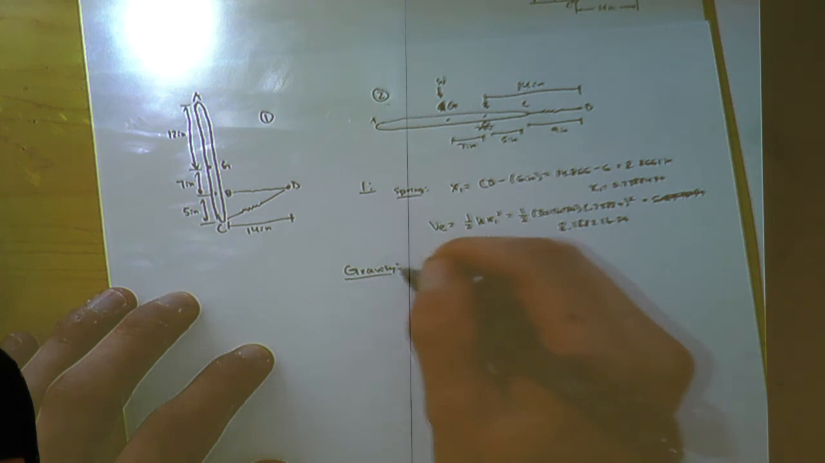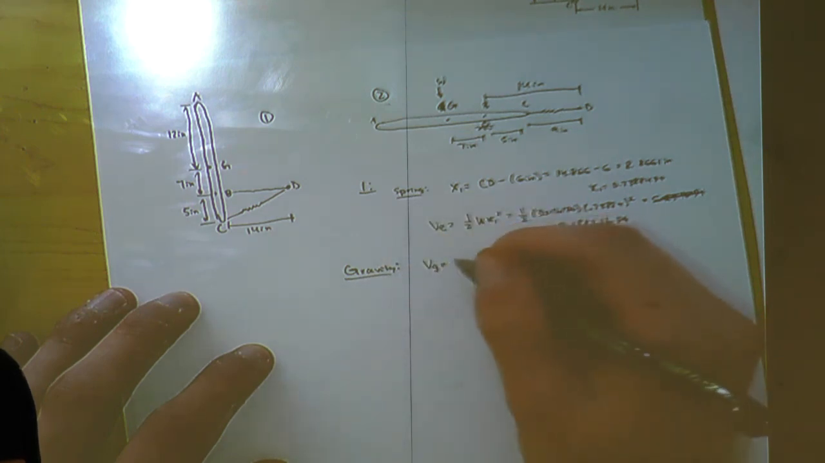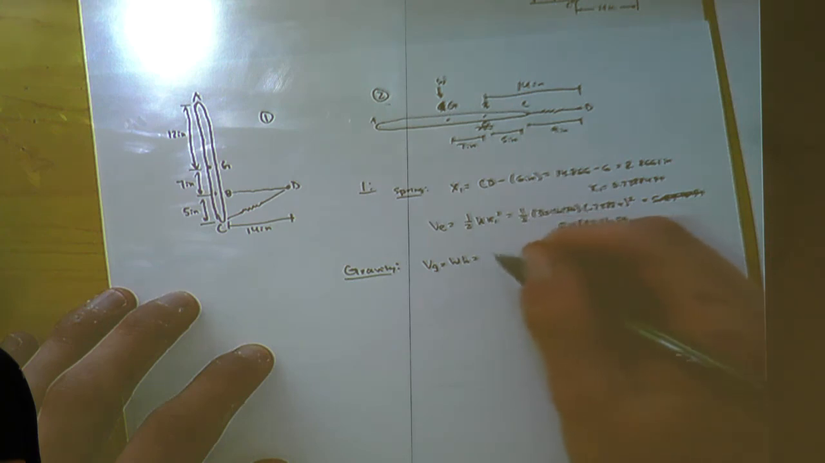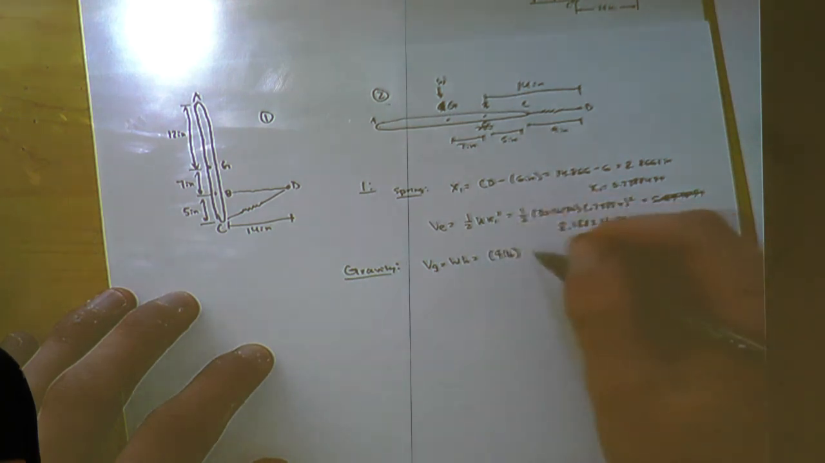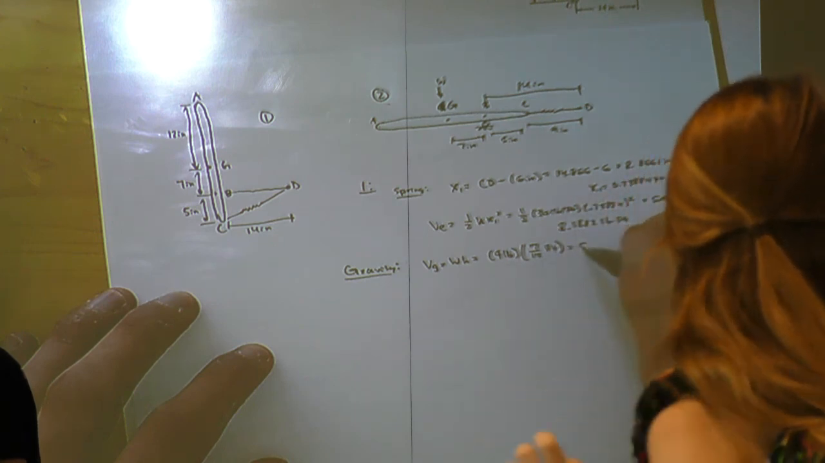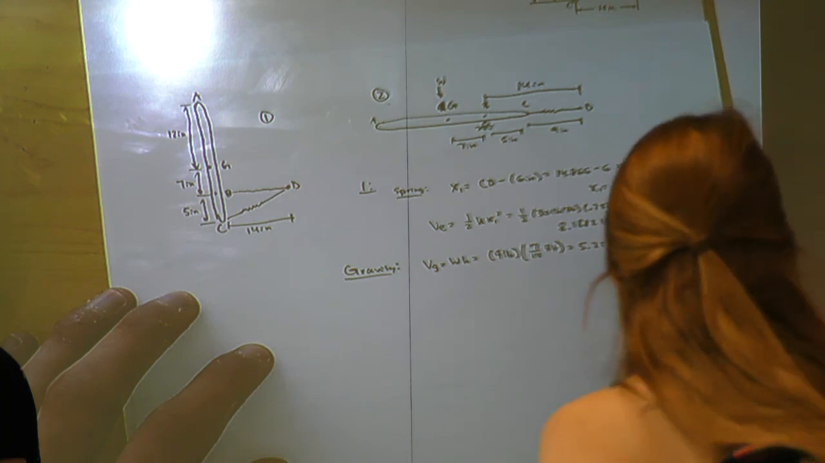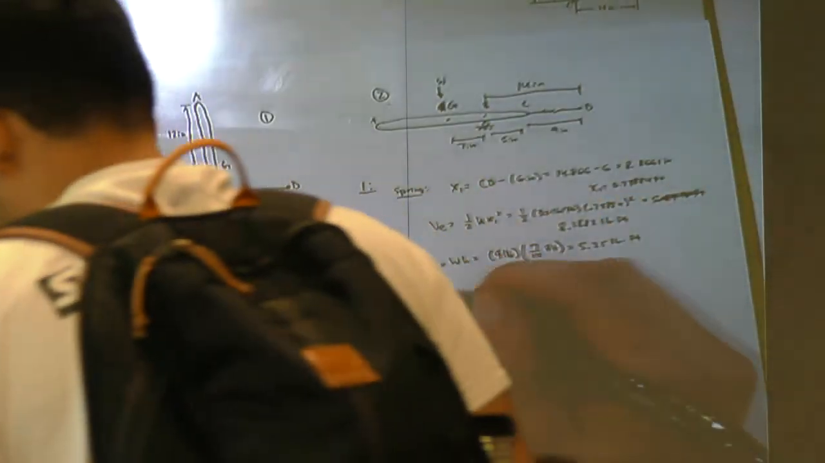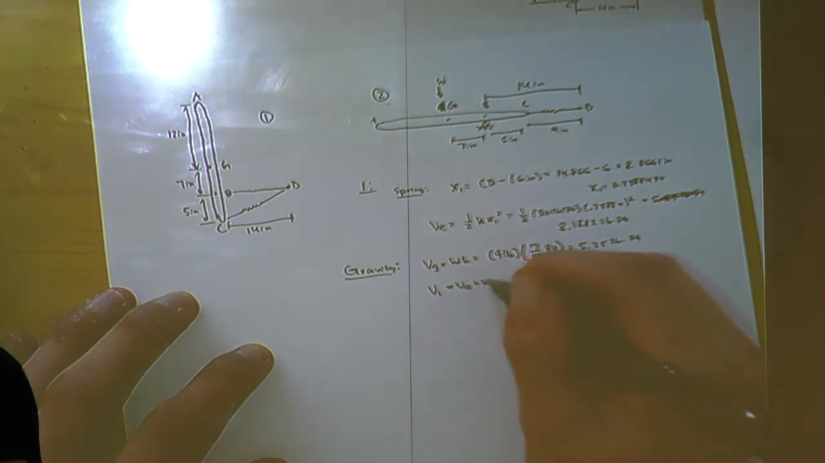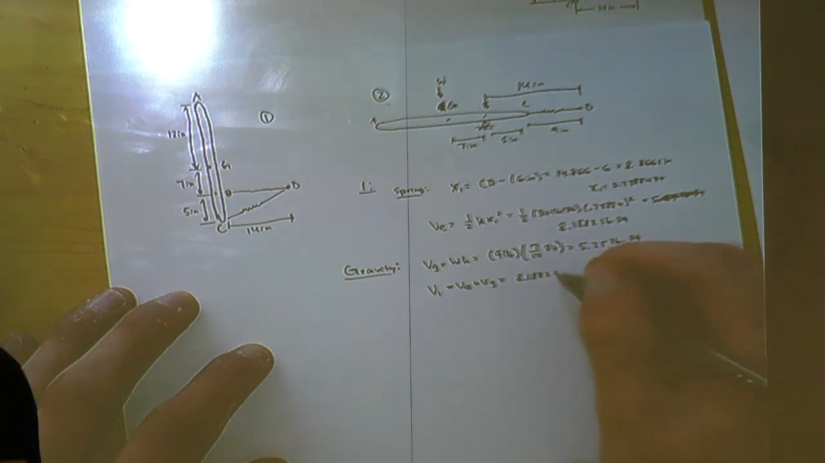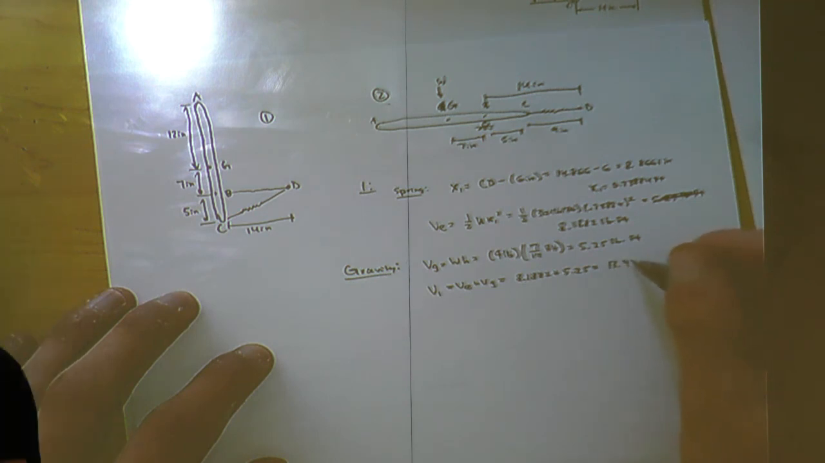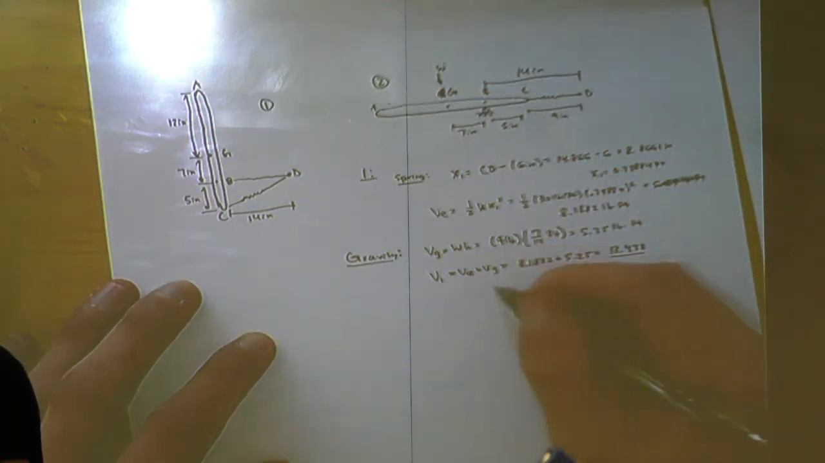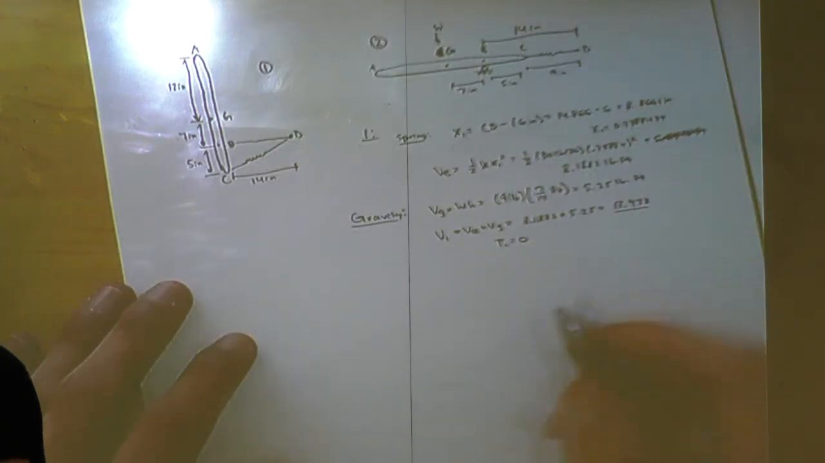Gravity, we have Vg is the weight times the height, 9 pounds times 7/12 feet. That gives us 5.25 pound-feet. So our total potential is VE plus VG. So 8.1882 plus 5.25 gives 13.438. And at position 1, our T1 is going to be 0.